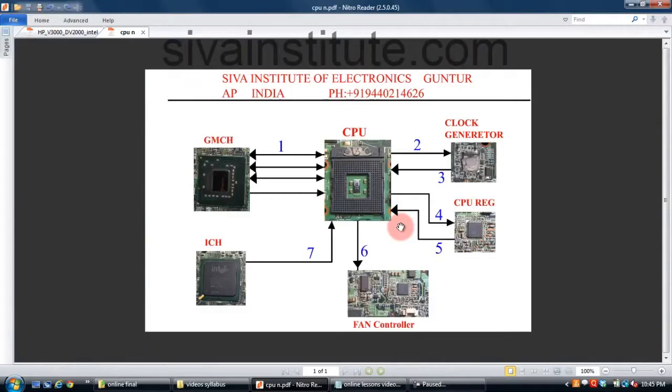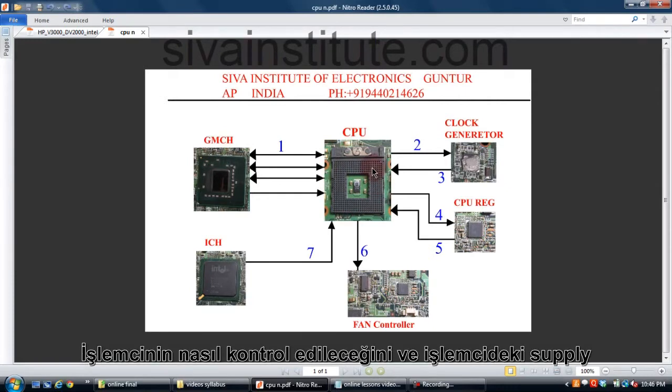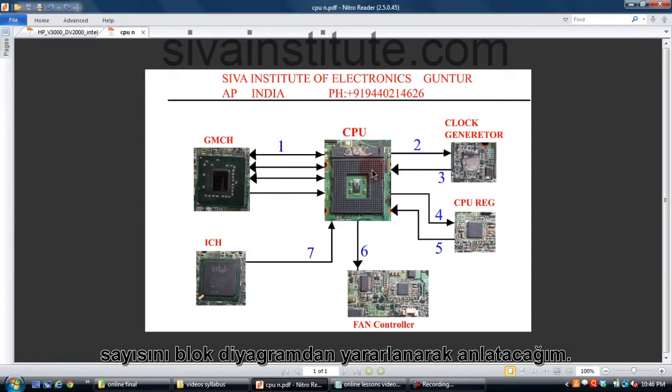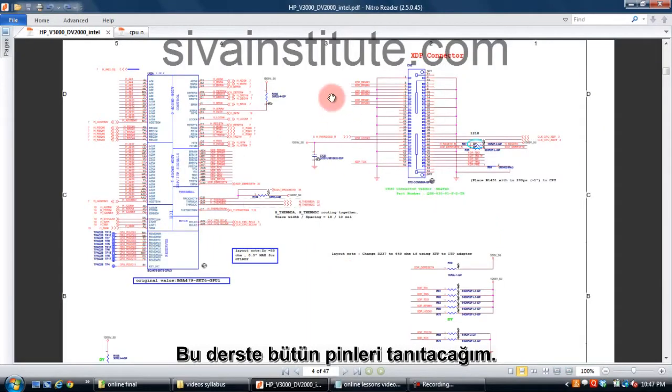Next, CPU. This is CPU. How many inputs and outputs, how to count these pin numbers, I will explain in this lesson. How to check how many supplies to CPU, I will explain with help of circuit diagram. See here, how many voltages to CPU, where from it will come, I will explain all these connections in this lesson, with help of circuit diagram.